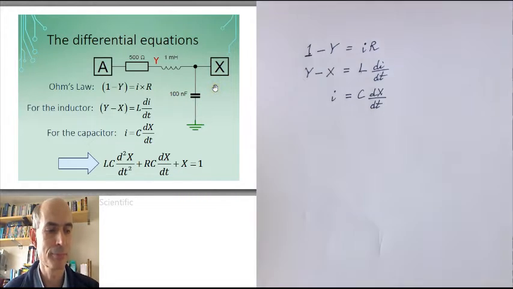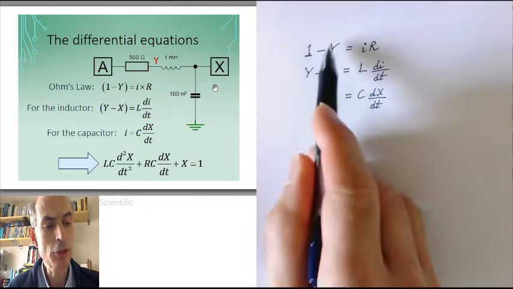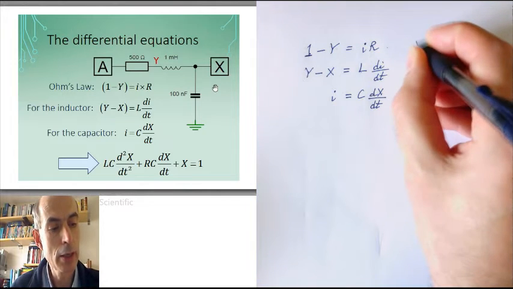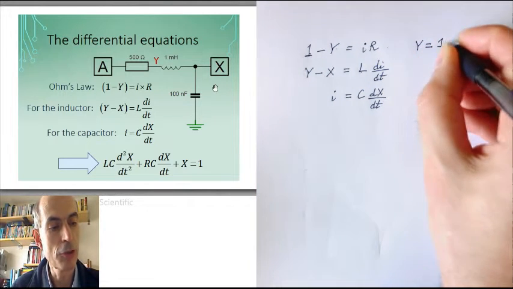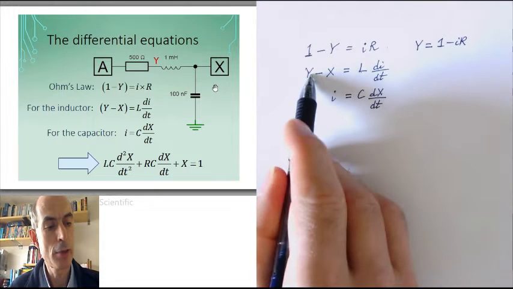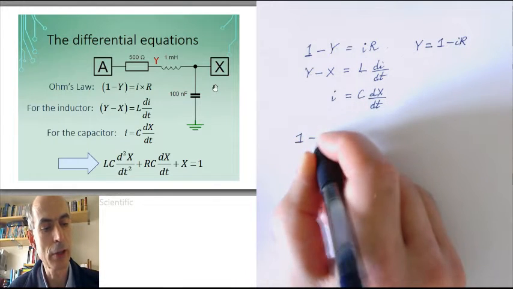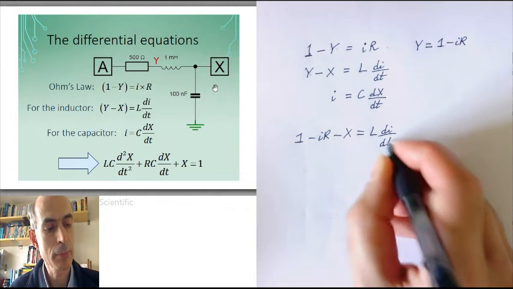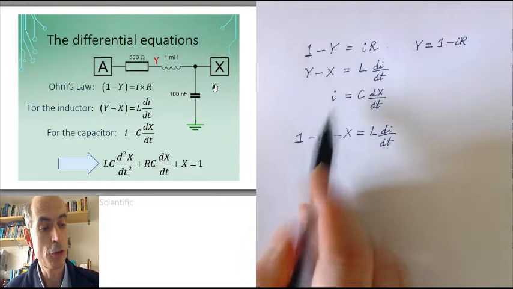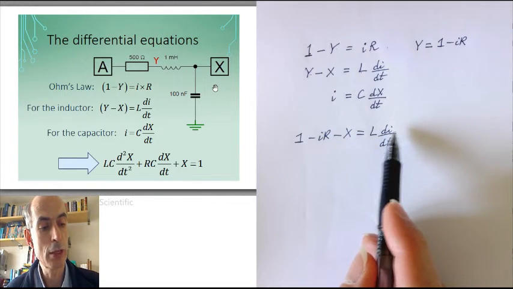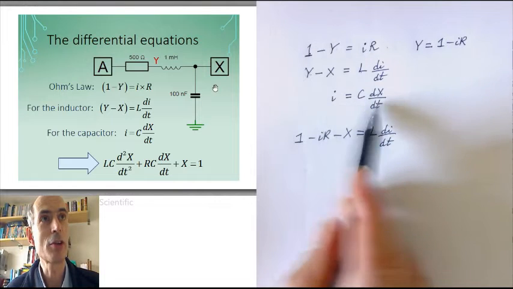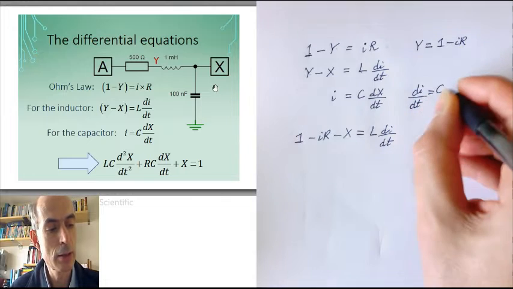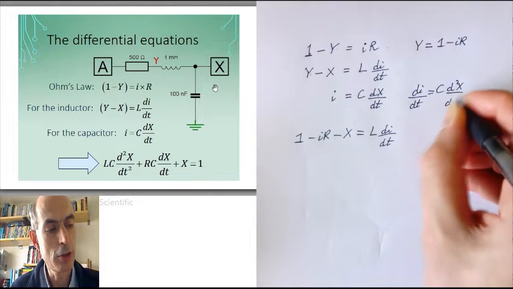Just X. Right. Eliminating Y from these first two equations gives me, from this equation here, Y is equal to 1 minus IR. Substitute that in here, we get 1 minus IR minus X equals L di/dt. I can directly substitute in for I, but to substitute in for di/dt, I need to differentiate this expression as well. That would give me di/dt equals C d²x/dt².